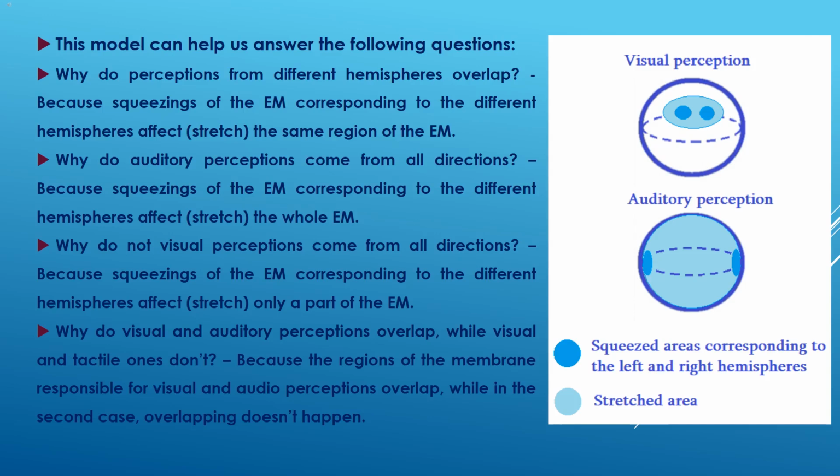Next question. Why do not visual perceptions come from all directions? The answer. Because squeezings of the EM corresponding to the different hemispheres stretch only a part of the EM. Why do visual and auditory perceptions overlap, while visual and tactile ones don't? The answer. Because the regions of the membrane responsible for visual and audio perceptions overlap, while in the second case, overlapping does not happen.